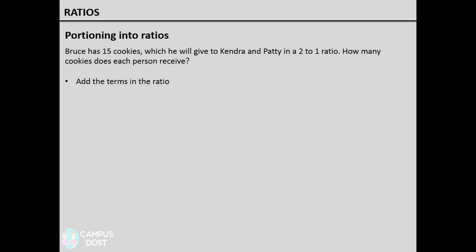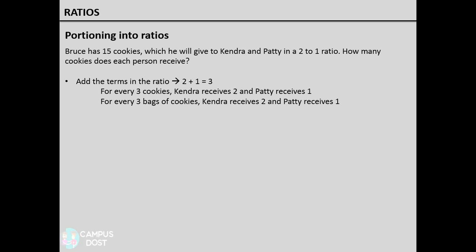To do this, we first add the terms in the ratio. So for this question, we add 2 and 1 to get 3. This tells us for every 3 cookies, Kendra receives 2 cookies and Patty receives 1 cookie. Now, here comes the most important part. If we had 3 bags of cookies with an equal amount of cookies in each bag, then we would achieve the 2-to-1 ratio by giving Kendra 2 bags and giving Patty 1 bag.